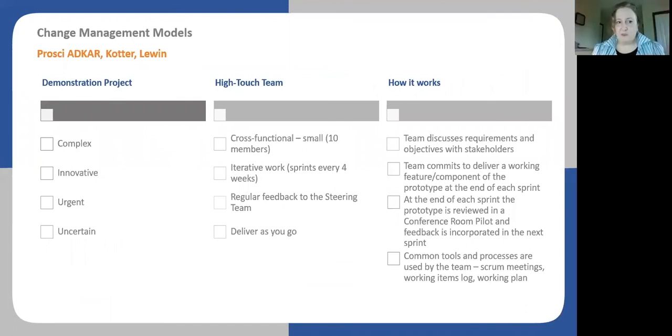Also, the change management models, we applied them at the project team level. We were a high-touch team, very skilled professionals, 10 members from 4 teams. We had to move quickly through the sprints, with regular feedback to the steering team, delivering as you go. That's the nature of the work. And we knew that it was a complex project, so we had to innovate. Everything was urgent. We had 1 year, and some things were not certain. They were not tested before. So we really had to go through that.